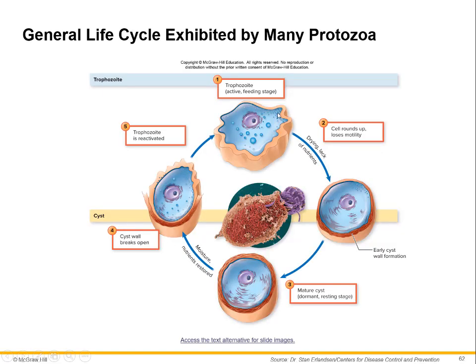So here's the trophozoite, it's actively feeding, and then they dry up and they become the cyst, and then when they get taken in and there's enough moisture and food, they break open and the trophozoite is reactivated. So it's not really a method of reproduction here. This is just the life cycle and what happens when they get into an unfavorable environment, how they can survive.